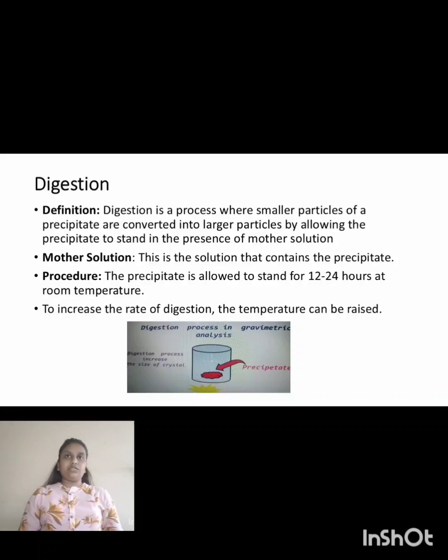The third step is digestion. Digestion is a process where smaller particles of a precipitate are converted into larger particles by allowing the precipitate to stand in the presence of mother solution. Mother solution is the solution that contains the precipitate. The precipitate is allowed to stand for 12 to 24 hours at room temperature. To increase the rate of digestion, the temperature can be raised.